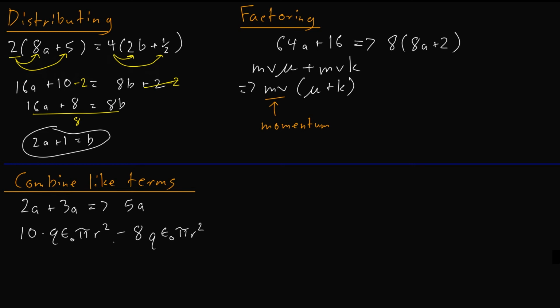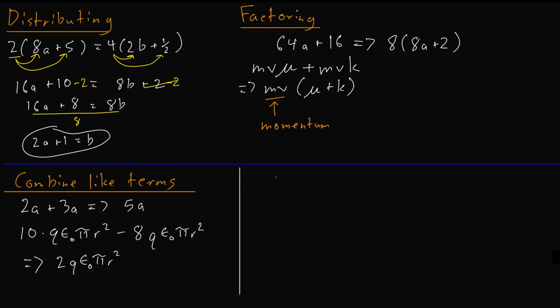And this looks very big, and you can have lots and lots of these, but we can combine these like terms because you can see that this section and this section here, the q epsilon naught pi r squared, you can sort of treat them as a single term. And so we can simplify this into 2q epsilon naught pi r squared. These are equivalent, and this is something that will happen very frequently when solving physics questions.